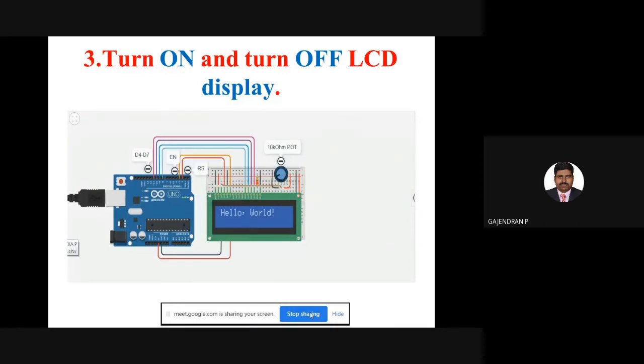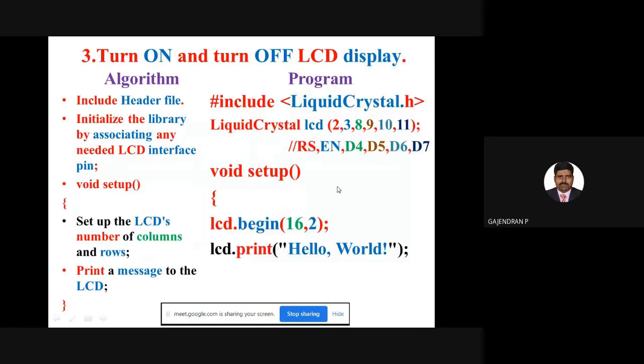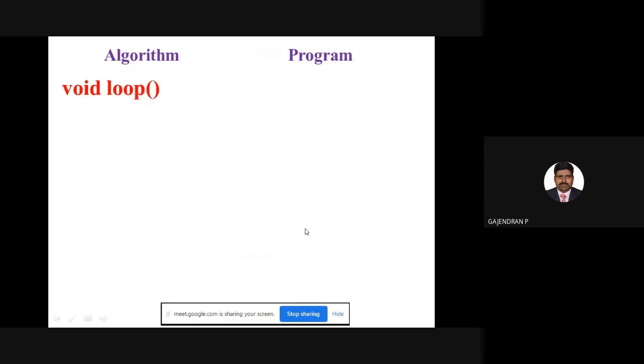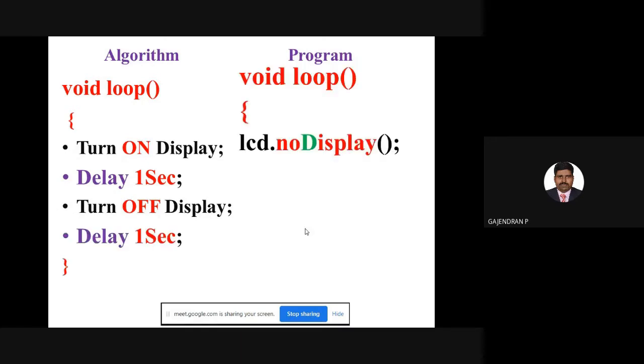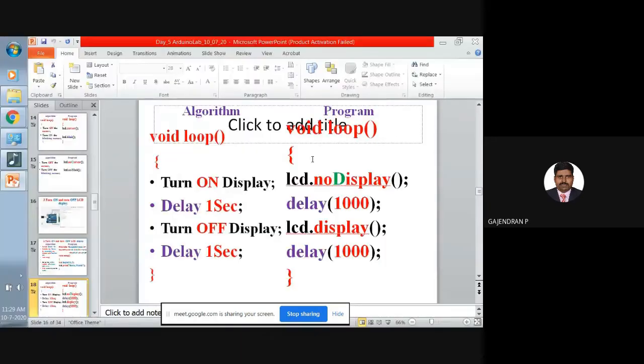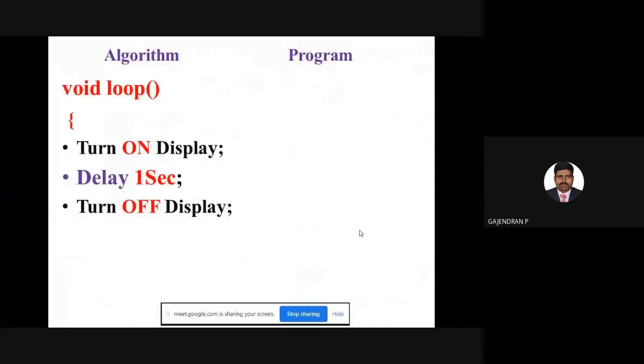Shall we do this one? A very simple program. In the initial portion, we need to print the statement hello world in the void setup, then come to the loop, where there are two new functions to turn on the display and turn off the display. Turn on the display means simply display. Turn off the display means noDisplay. Yes. Please make note of these two things.